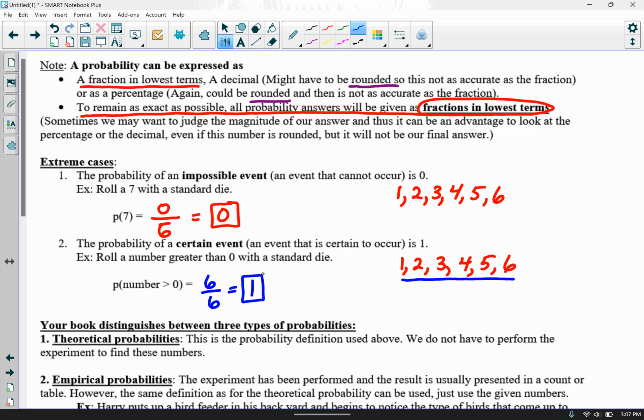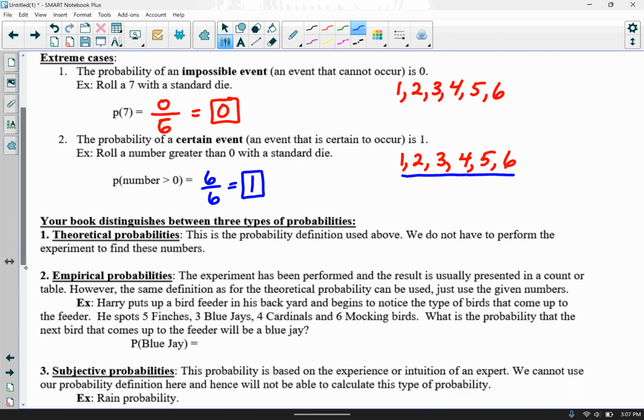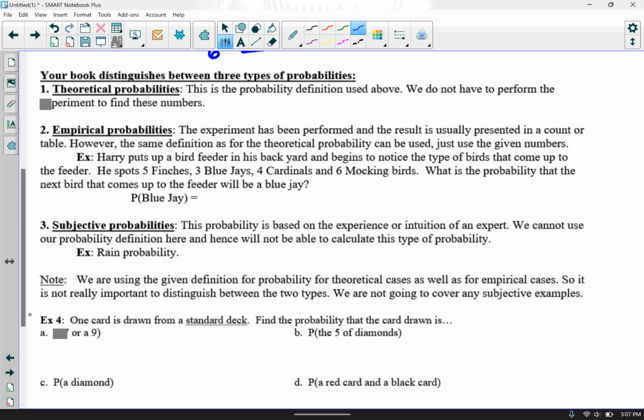All probabilities are between 0 and 1. They can never be bigger than 1. They can't be negative. So all probabilities are between 0 and 1. All right, so let's come on down below and let's talk about our 3 different types of probabilities. Just so you know from the get-go, we will only be focusing on the top 2. We really technically can't focus on the bottom one.